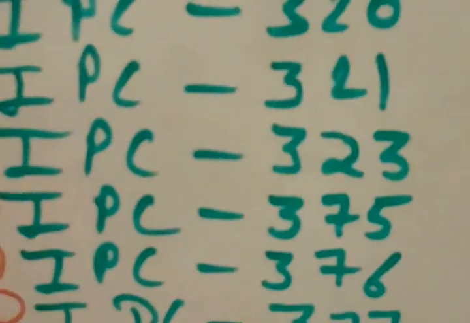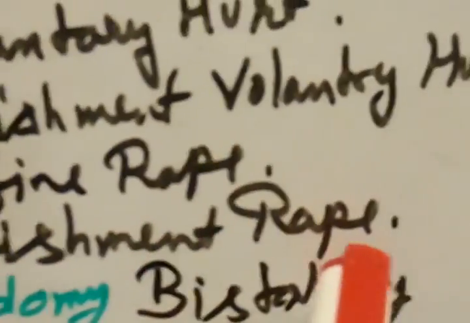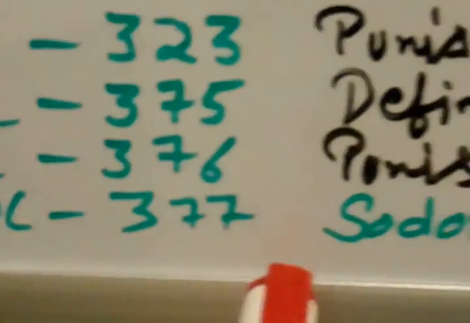Then IPC 319 is hurt. Then IPC 320 is grievous hurt. Then IPC 321 is voluntarily causing hurt. Then IPC 323 is punishment for voluntary hurt. Then IPC 376 is punishment for rape. And IPC 375 defines rape. Then IPC 377 is sodomy and bestiality.